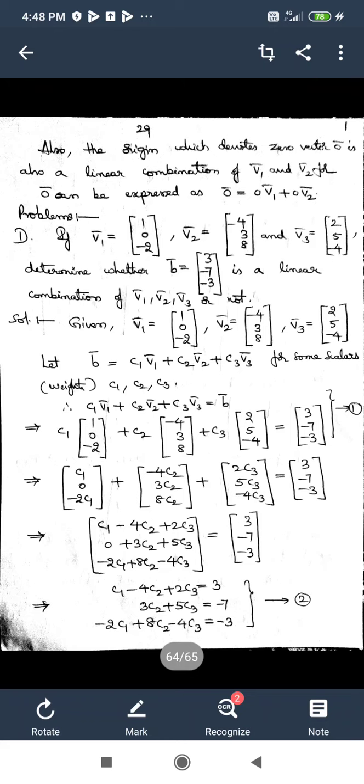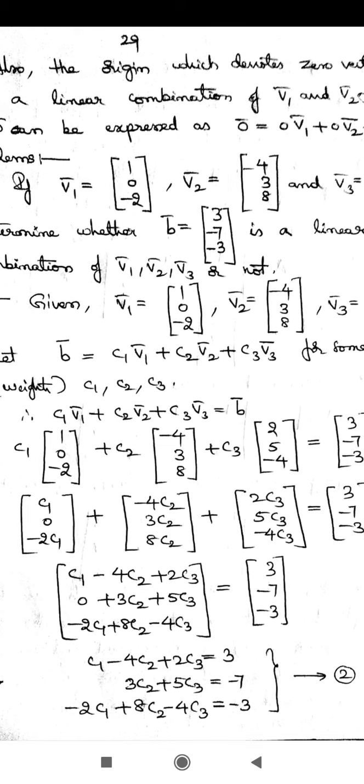Three vectors, v1 bar, v2 bar and v3 bar, are given. They are all column vectors. Now we are asked to determine whether b bar, another given column vector, is a linear combination of v1 bar, v2 bar, v3 bar or not. So write out the given vectors, and then b bar, which we have to verify.